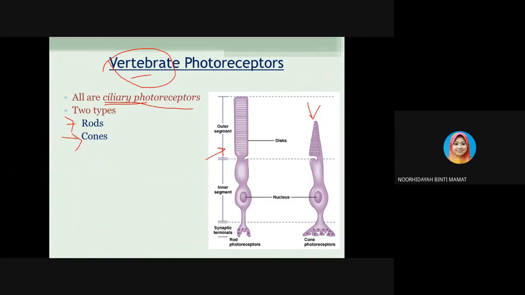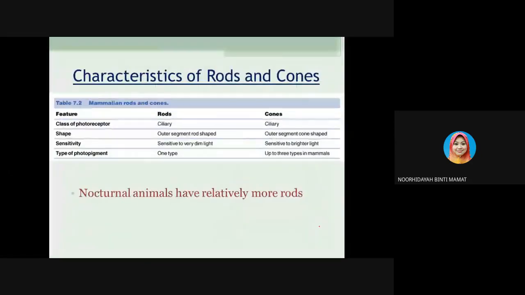This is the outer segment, this is the inner segment. This is the body of these cells, and this is the synaptic terminal, which releases the neurotransmitter. So these are the characteristics of rods and cones. Both have cilia in the structure of the photoreceptor. As for shapes, the outer segment of the rod is rod-shaped, and the outer segment of the cone is cone-shaped.